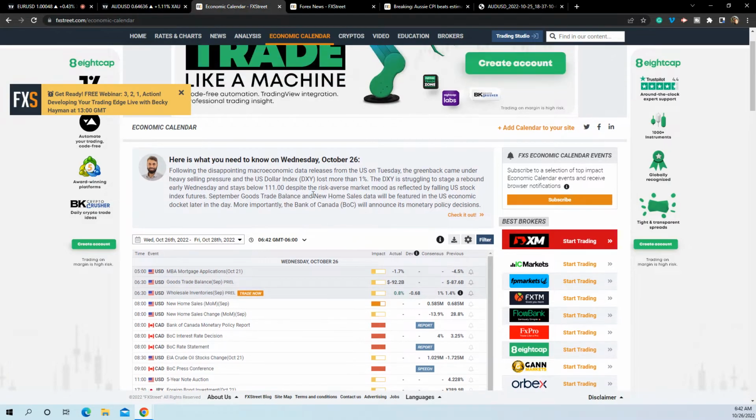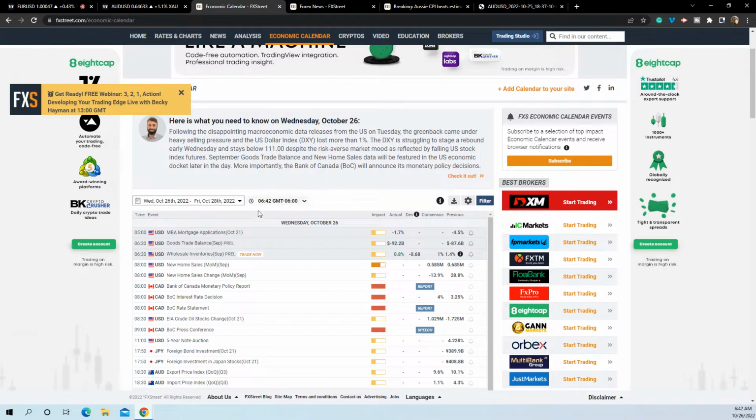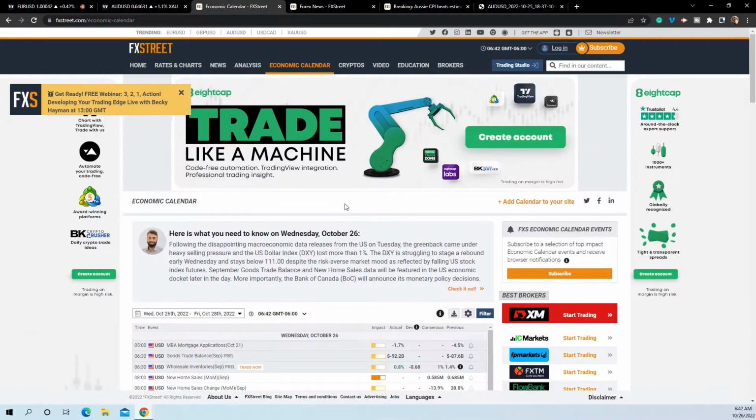Essentially, the data that we have for today is the Bank of Canada, really, is what the market's anticipating. We've got here the FX Street calendar, and it's suggesting that the greenback has come under further pressure, struggling to rebound early on Wednesday, stays below 111 despite risk-averse mood, as falling US stock index futures show.